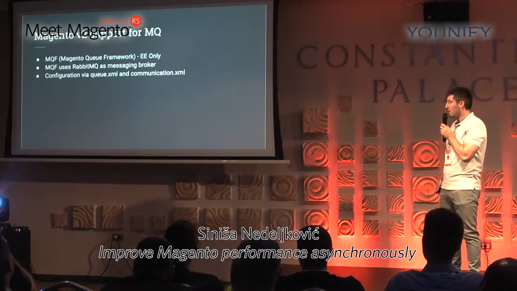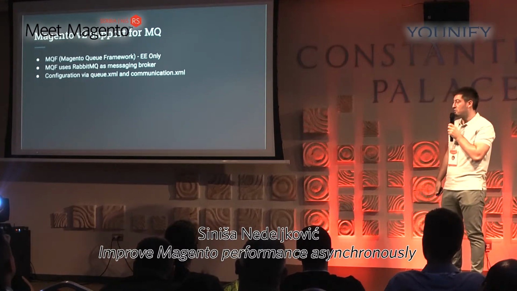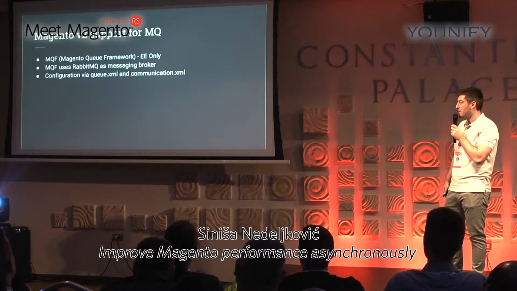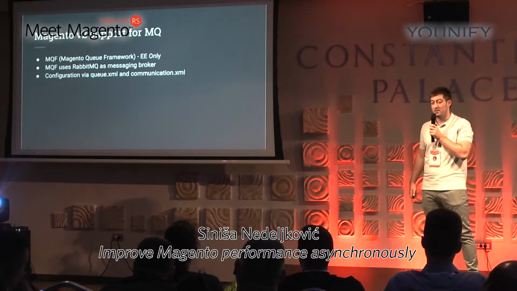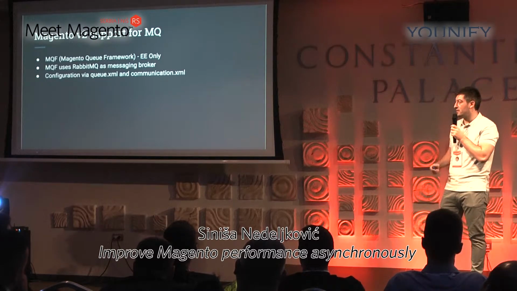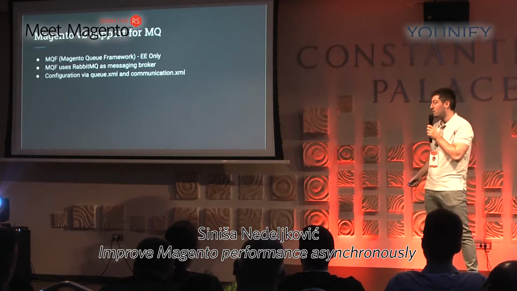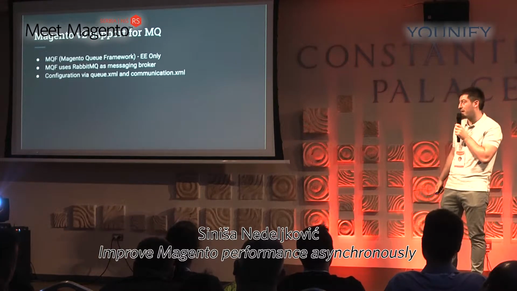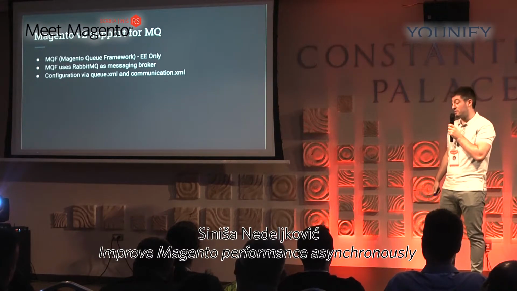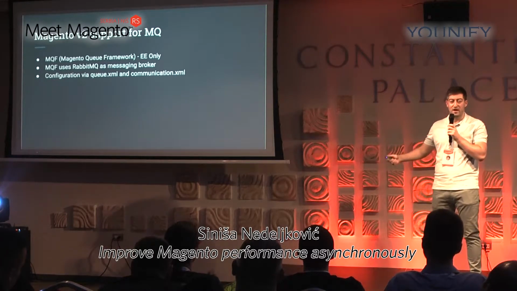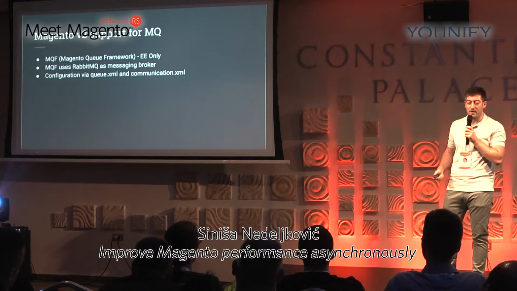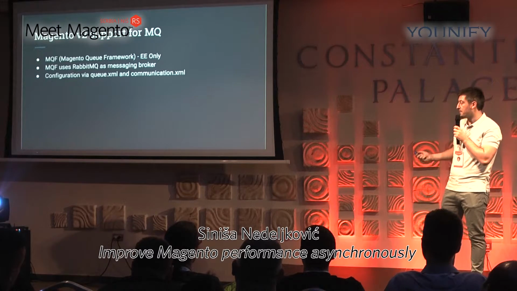Regarding the way it can be used, in Magento 2.0 there is only queue XML, while in Magento 2.1 some of those configuration parts are separated, so now we have queue and communication XML. In Magento 2.2 I heard that it will be separated further in order to be more flexible, but we will see.